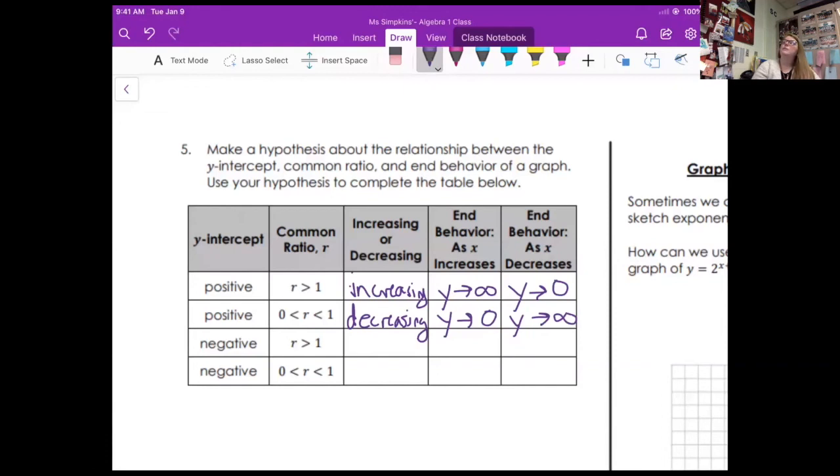The third graph is when my A value was negative, my y-intercept, and my B value or my common ratio was bigger than 1. So that was decreasing still. And the right-hand side of my graph was now going towards -infinity. And my left-hand side of the graph was going towards 0.